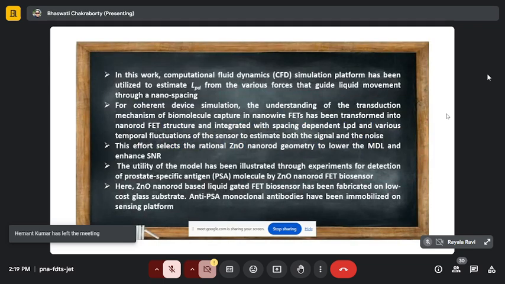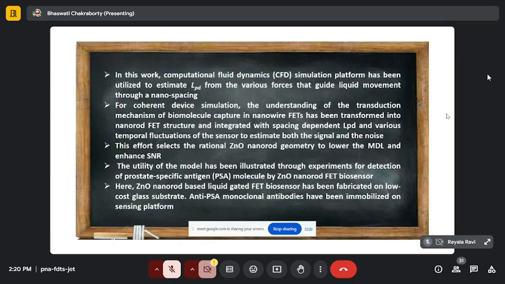In this particular study, we considered the silicon nanowire transduction mechanism, and we tried to incorporate that. There was a paper from Purdue University. We tried to understand that paper, and we took their transduction mechanism and incorporated it in zinc oxide nanorods. And we have also considered one parameter, which is liquid penetration depth.